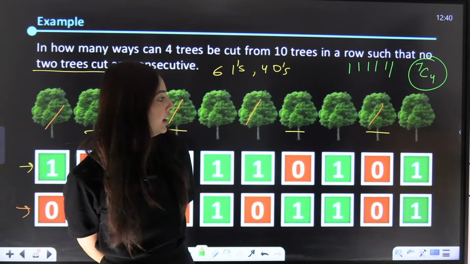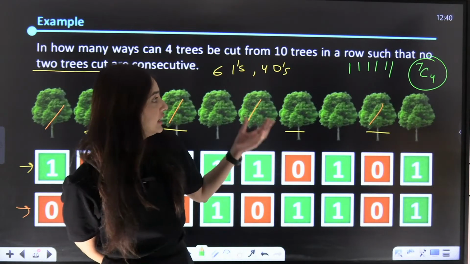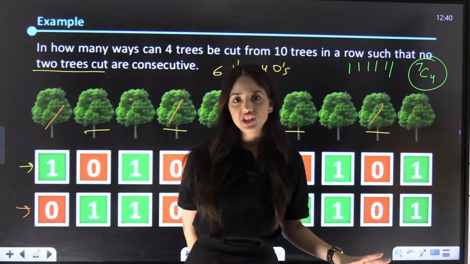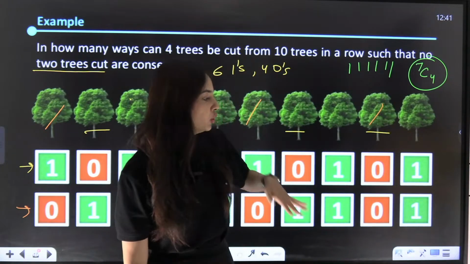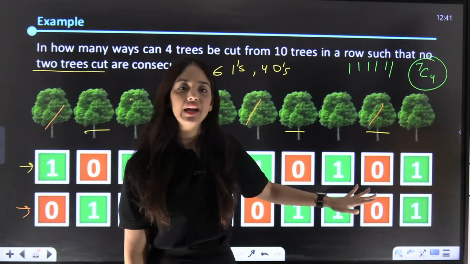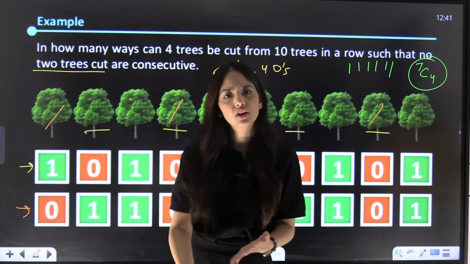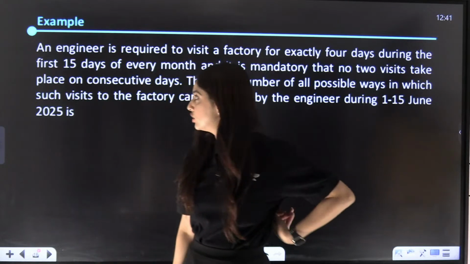So instead of selecting 4 out of 10 and looking at the cases where they could be adjacent, we can simply do it in the opposite way. We make arrangements of ones and zeros. Okay, let's take a look at another application of the same thing.